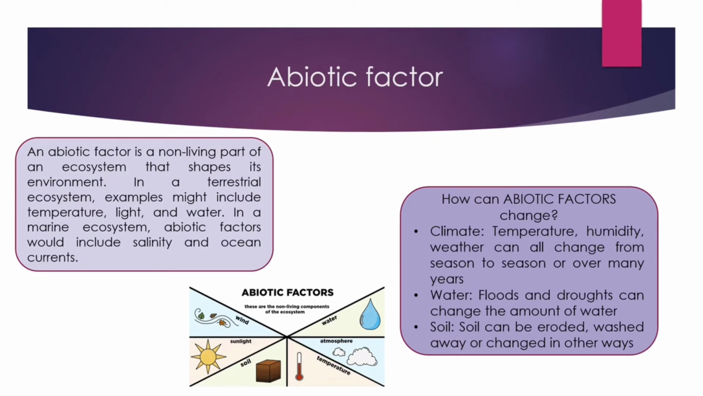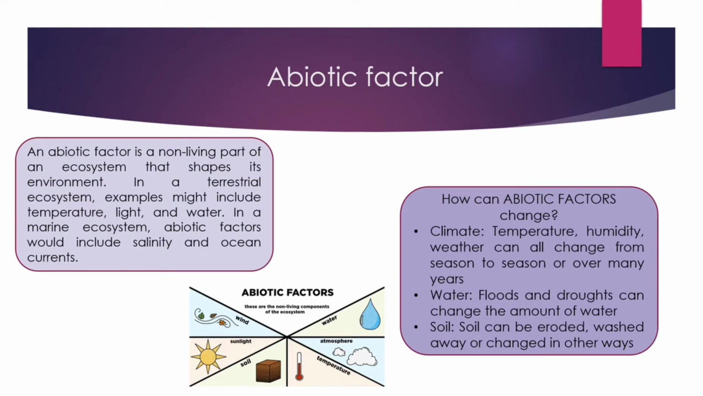Next, an abiotic factor, which is a non-living part of an ecosystem that shapes its environment. In a terrestrial ecosystem, examples might include temperature, light, and water, while in a marine ecosystem, abiotic factors include salinity and ocean currents.